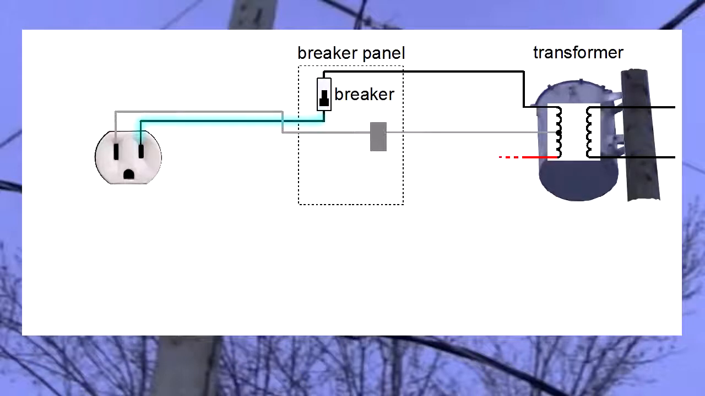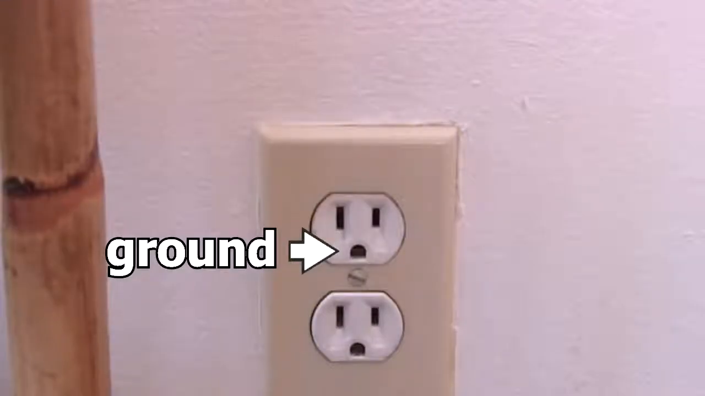This is the path for the hot, or black wire, to the breaker and out to the transformer. And this is the path for the neutral, or white wire, through the breaker panel and out to the transformer. The other side of the transformer is what continues on to the generating station. So where does the ground hole go?